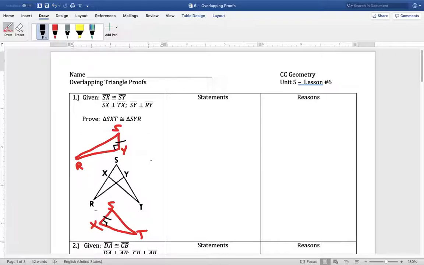So one of the things we look for a lot is a reflexive piece, and usually we have reflexive sides, but if you look at the way that this is labeled, S, R, and Y, and S, X, and T, there is no matching piece, right? ST does not match SR, it's not the exact same thing, so they really don't share a side.